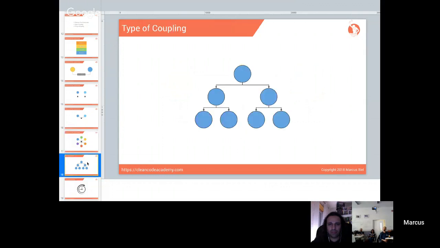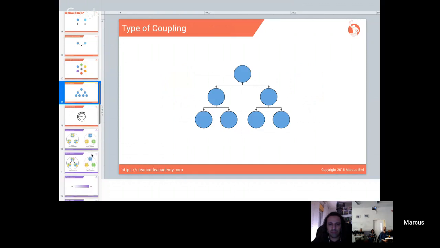Let me go on. So now, more about the strengths of the coupling. Another factor that is important to think about is the type of the coupling. How are the two components communicating with each other?